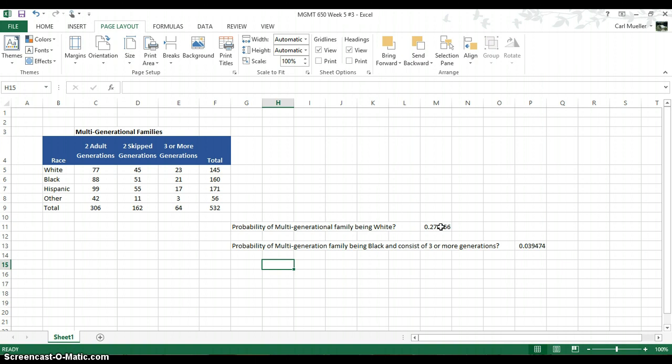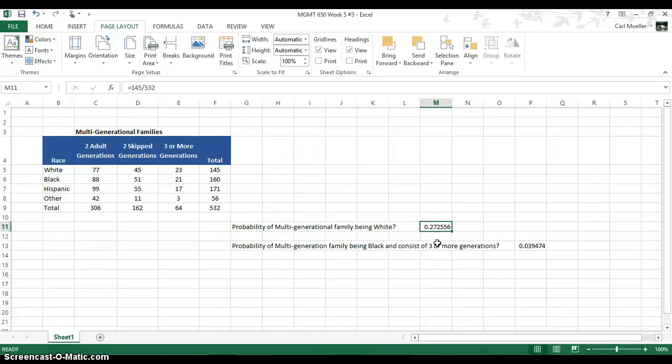Our first question is the probability of a multi-generational family being white. And what does that mean? That means that if you randomly select one multi-generational family out of the 532 in this sample, there is a 27% chance, or 0.27, depending on how you want to phrase it, probability or chance, that that randomly selected family will be white, with a race of white.